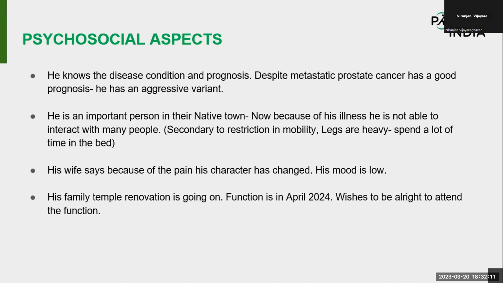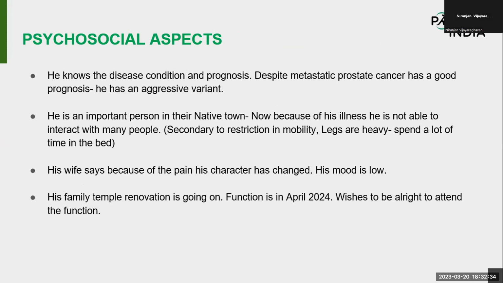So the psychosocial aspects in this case: he knows the disease. Initially with the prostate cancer, as everyone told him, it was very good, you tend to live for a long time. Unfortunately, he had a small cell variant which was progressive, and he knew that he's not going to live long. So there was a concern about his life expectancy and how he's going to cope with that.